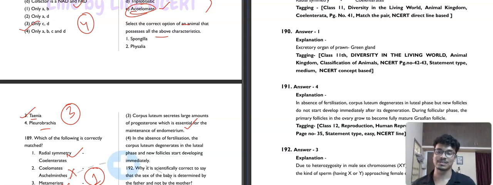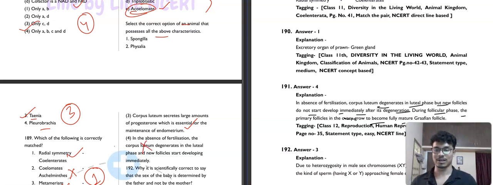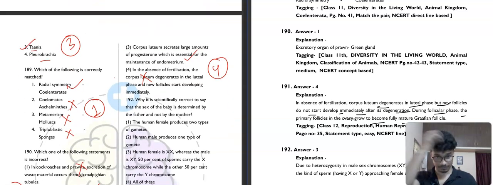Then, in absence of fertilization, the corpus luteum degenerates. In the luteal phase, new follicles start developing immediately. In absence of fertilization, the corpus luteum degenerates in the luteal phase, but the new follicles do not start developing immediately after its degeneration. During the follicular phase, the primary follicle in the ovary grows to become a fully mature Graafian follicle. So this is incorrect. The fourth option is our correct answer. Then question number 192.